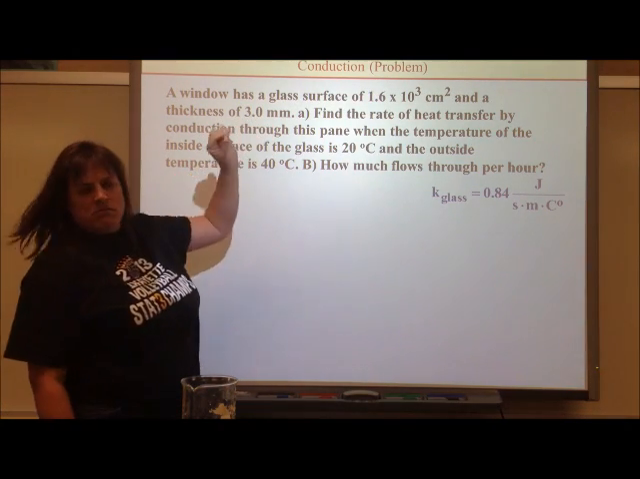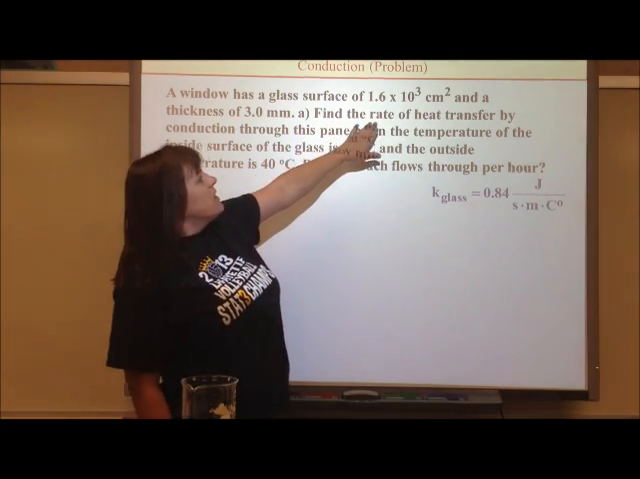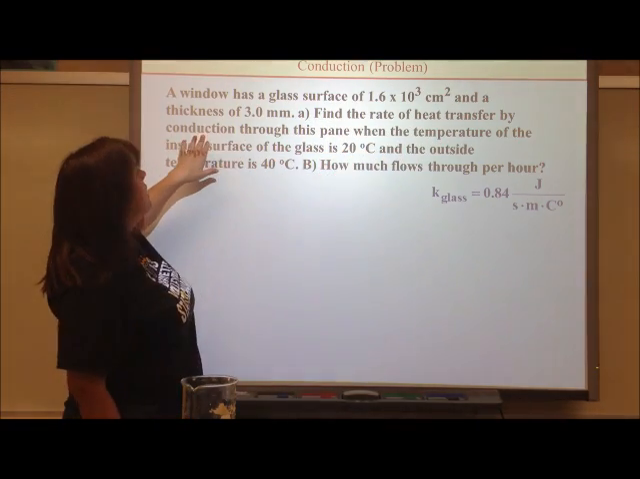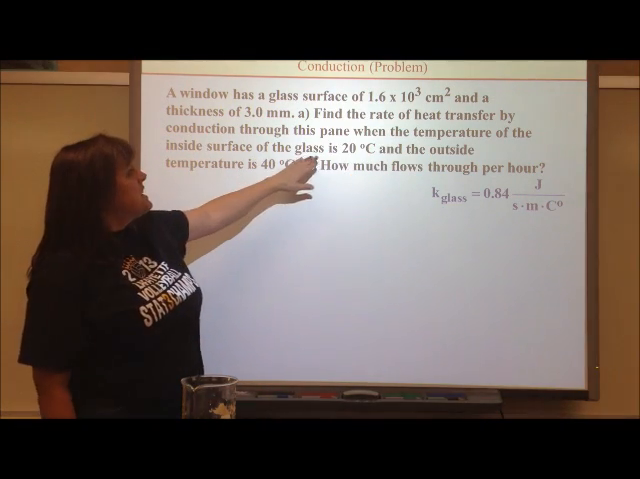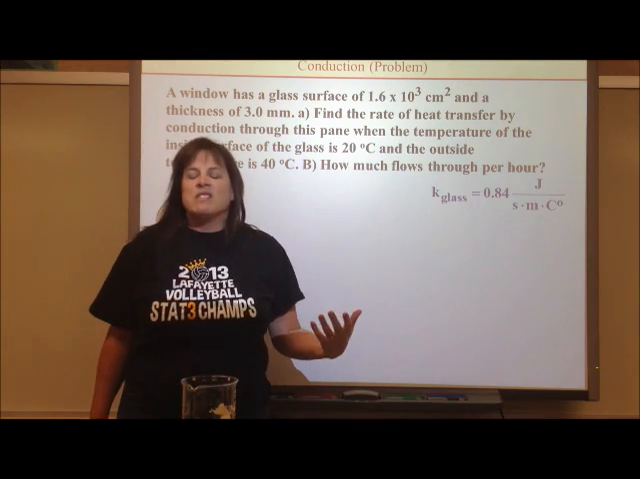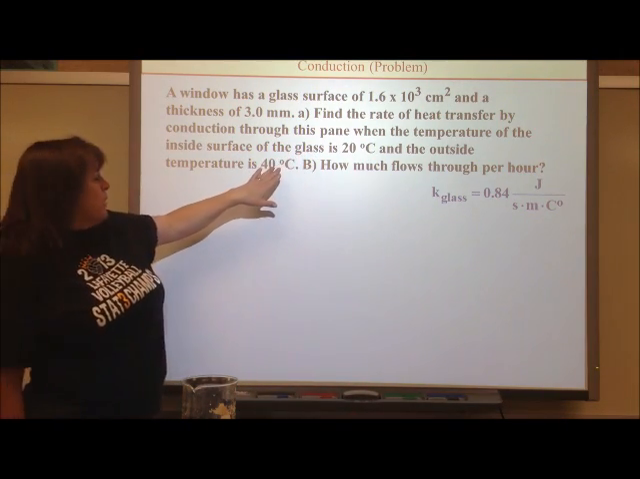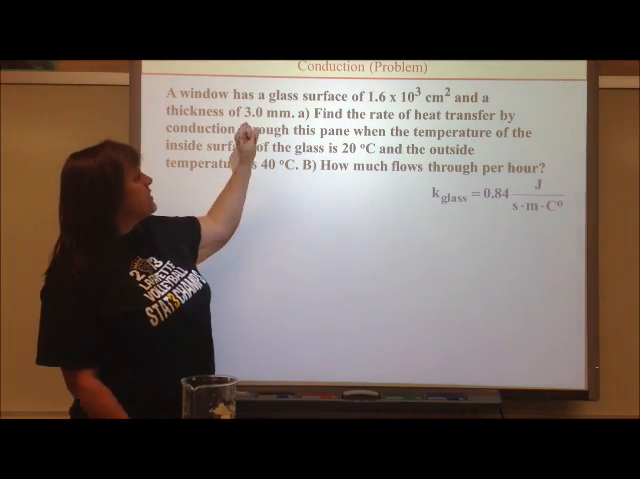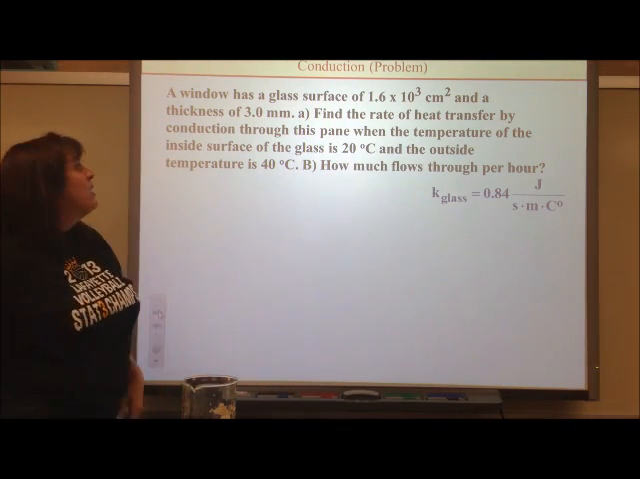Its thickness is this really thin piece of glass, 3 millimeters. I want to know the rate of heat transfer by conduction through the pane when the temperature inside is 20 degrees Celsius and outside is 40. So maybe this is a summer problem, right? 40 degrees Celsius is actually quite warm. So that's our first thing. Our second thing is we're going to find out how much heat is that per hour.